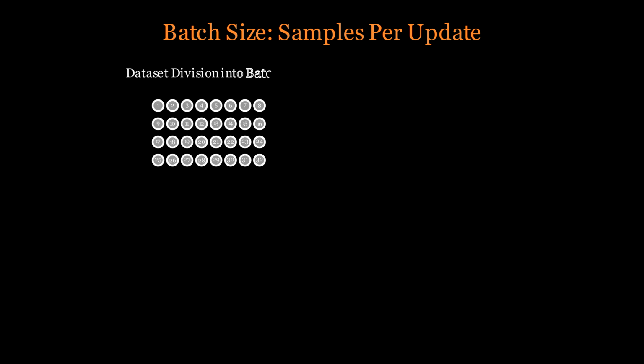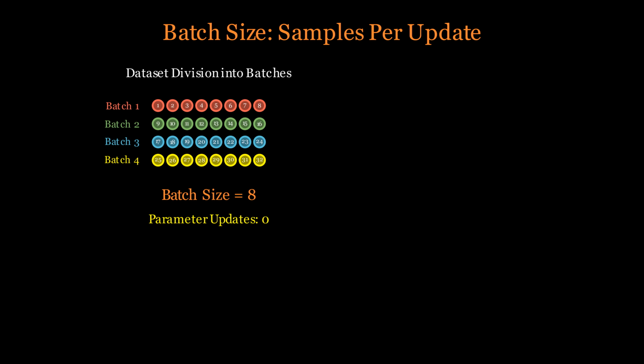Here's a small dataset with 32 samples. Instead of processing one sample at a time, we'll divide this into batches. Let's see how different batch sizes affect the training process. With a batch size of 8, we divide our 32 samples into 4 batches. Each batch contains 8 samples, and the model will update its parameters 4 times per epoch, once after processing each batch. Watch as we process each batch sequentially.